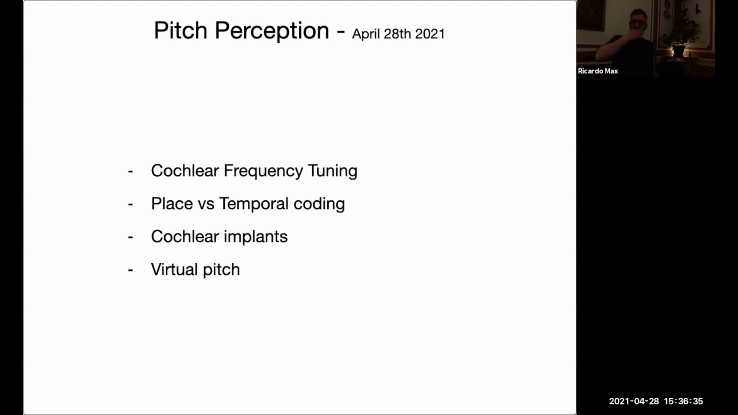So today we're going to talk about how the cochlea separates these frequencies. And then we'll cover two alternative or parallel, but different theories about how our auditory system codes these frequencies that determine how we perceive different pitches. And then we'll see two applications, cochlear implant and virtual pitch.